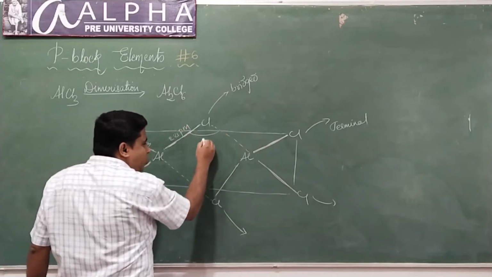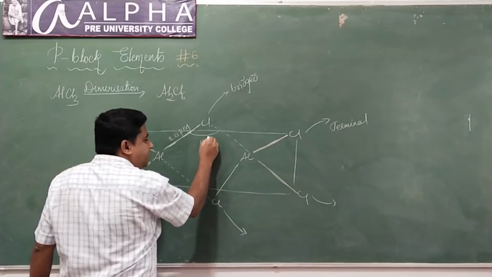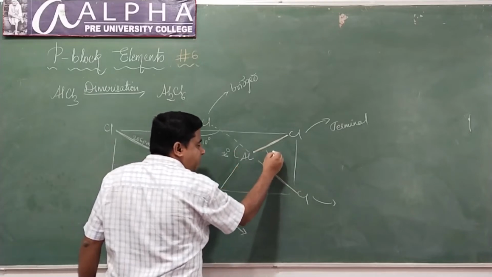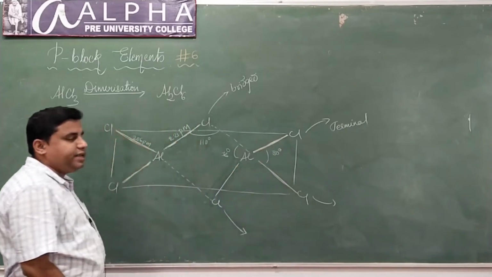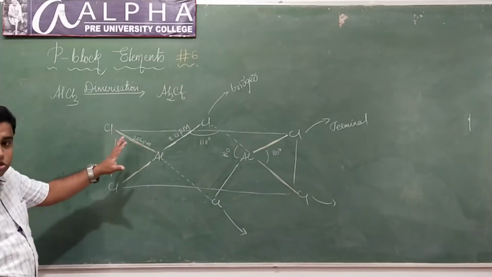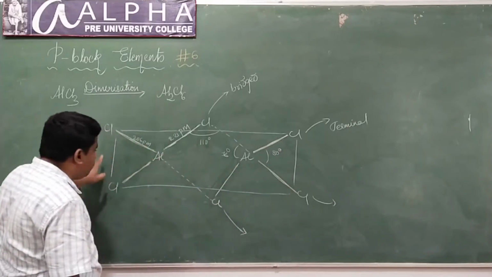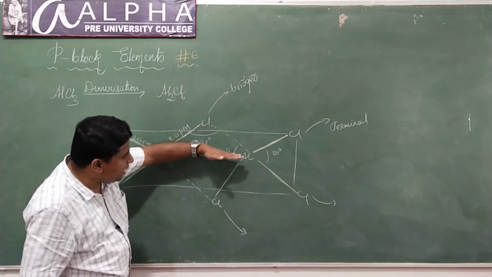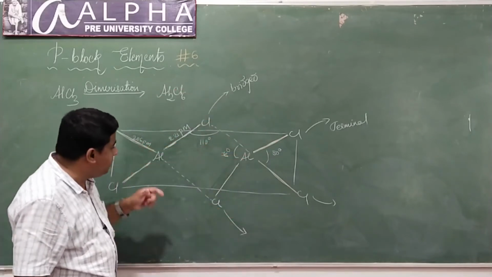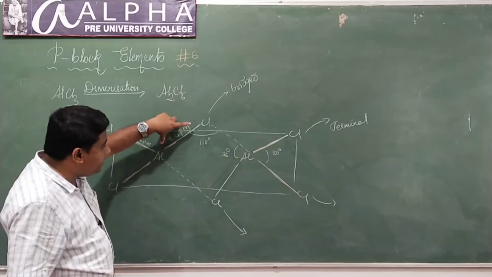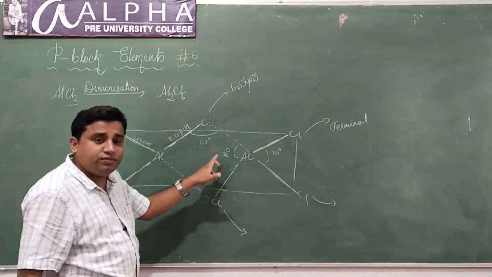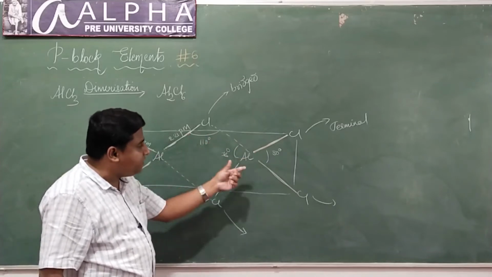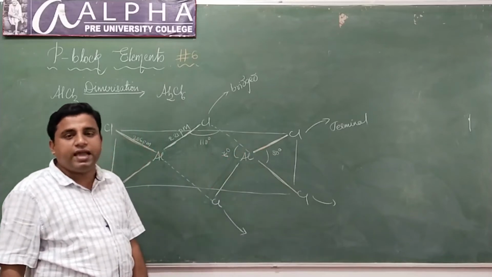Here the bond angle is going to be 110 degree. This bond angle is going to be 78 degree, and this bond angle is going to be 80 degree. Are we clear? So two aluminium atoms and four chlorine atoms are in one plane. This bridged chlorine will be above the plane and this bridged chlorine will be below the plane. This bond length will be shorter than this bond length. So here we have three different bond values: 110 degree, 78 degree, and 80 degree.